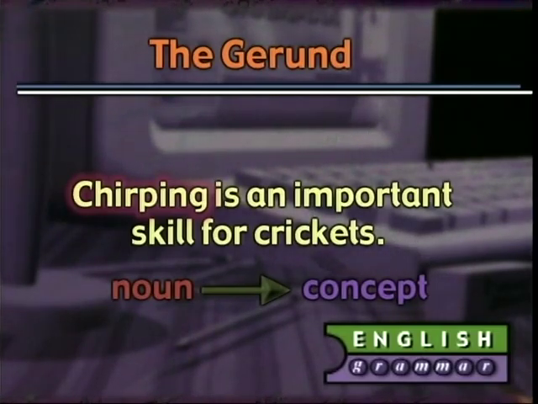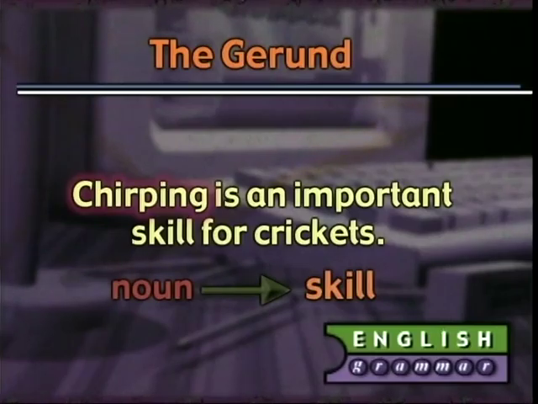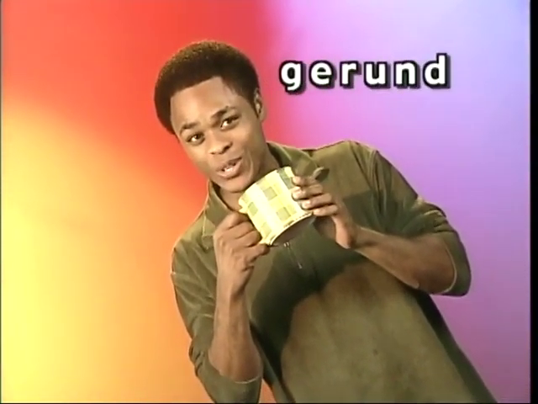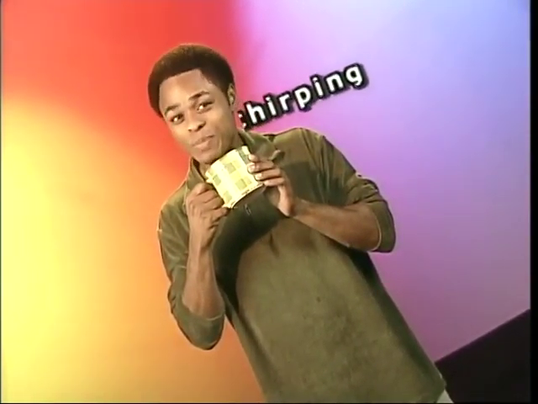No cricket is actually chirping in the sentence. Instead, we're talking about chirping as a skill, which makes it a noun. Notice how all we had to do was add ing to the end of the word to make it a gerund, changing chirp into chirping.